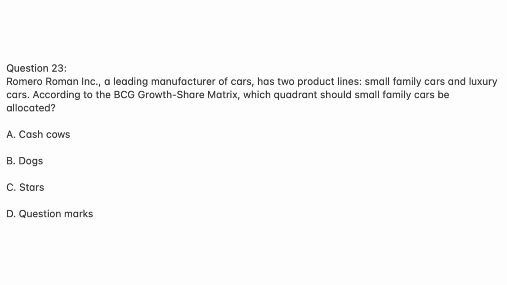Question 23. Romero Roman Incorporated, a leading manufacturer of cars, has two product lines, small family cars and luxury cars. According to the BCG growth share matrix, which quadrant should small family cars be allocated? A. Cash cows. B. Dogs. C. Stars. D. Question marks.